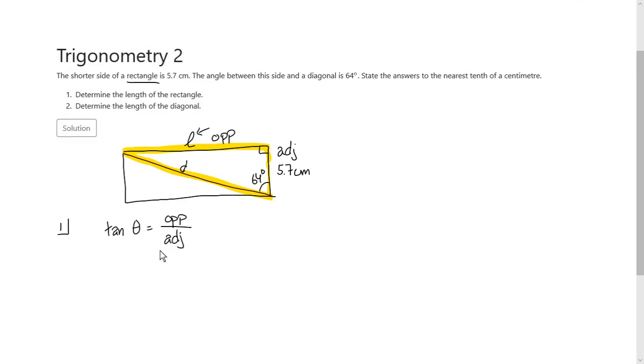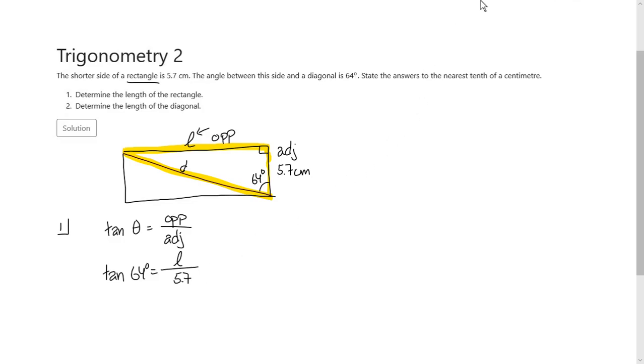Now we can plug in what we have. We know the angle, so we're going to go tan, the angle is 64 degrees. The opposite side, we don't know what it is. It's the one we're looking for. We're calling it L for length, so we're going to replace that with an L. And then the adjacent side is 5.7.